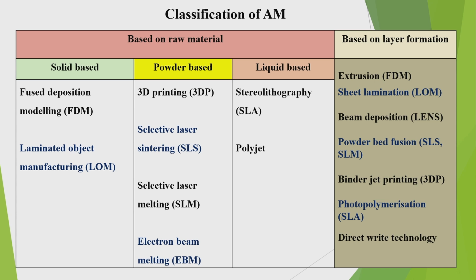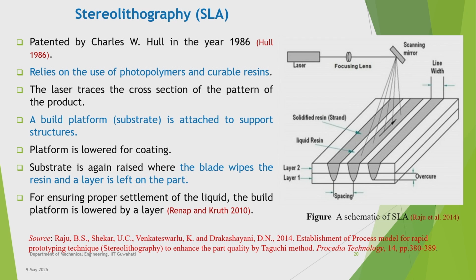Then sheet lamination, where they are laminated. Then in beam deposition, this is the LENS process, powder bed fusion, binder jet printing, photopolymerization, which is done in stereolithography, and direct light technologies. So, we are just giving some background about stereolithography.